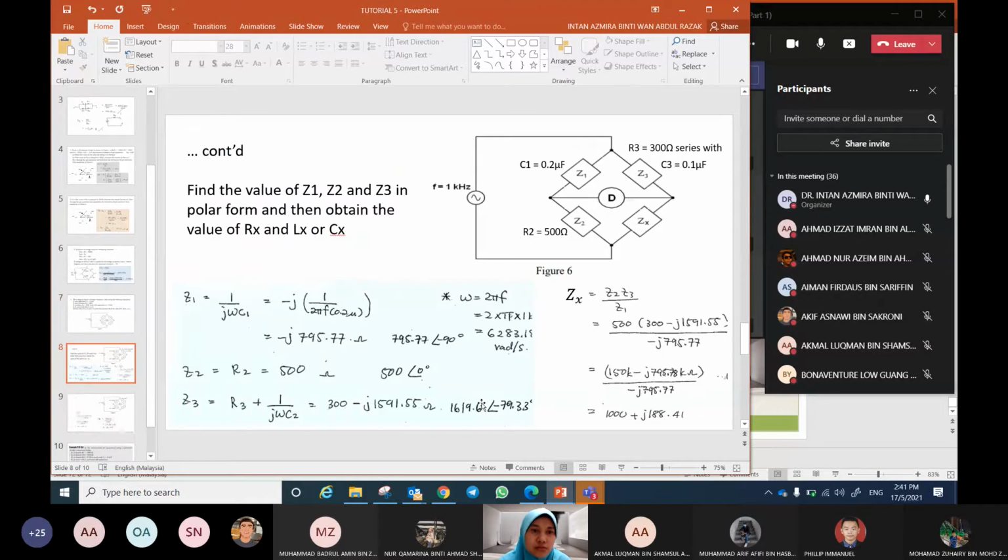Okay, so how to solve this? Firstly, find the value of Z1, Z2, Z3 and Zx. Okay, what is the first step, Ahmad and Azim?